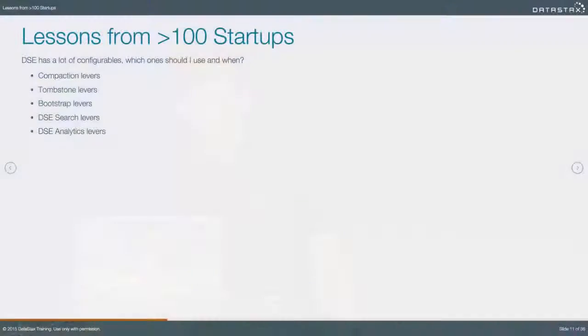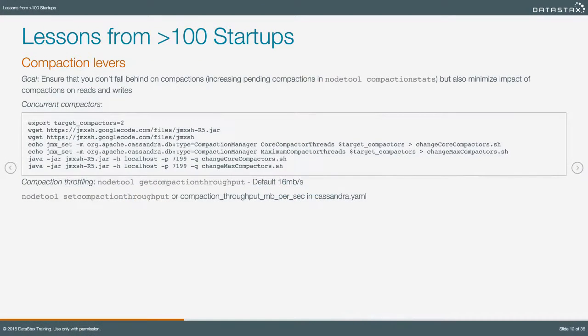Okay, so DSE has a lot of configurables. And I want to go through different scenarios, compaction, tombstones, bootstraps, and then search and analytics, and highlight some of the main levers for tunability. And so we're going to get a little bit more advanced than the last few pages that were just common issues. So compaction levers. The goal here, of course, is that you don't fall behind on your compactions so that you're able to continue to have fast reads.